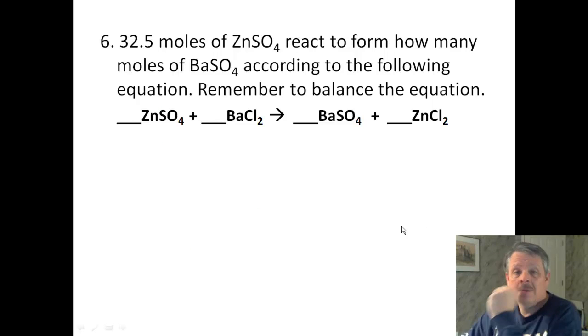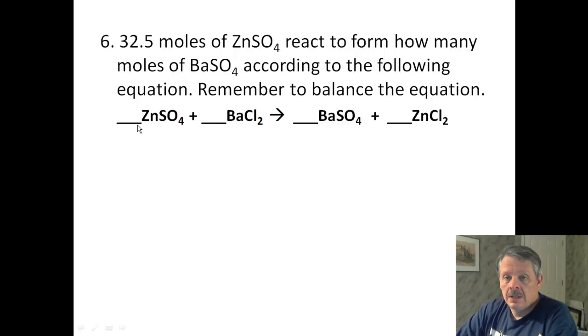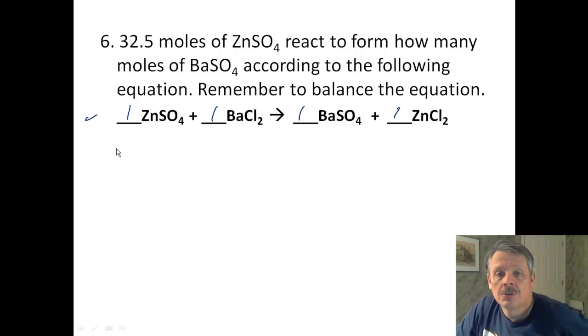Alright, I want number 6. Let's balance first. I've got 1 zinc, I've got 1 sulfate, I've got 1 barium, I've got 2 chlorines. I'm balanced. So everything is a 1. It's implied, but you can always write them. It doesn't hurt to write them.